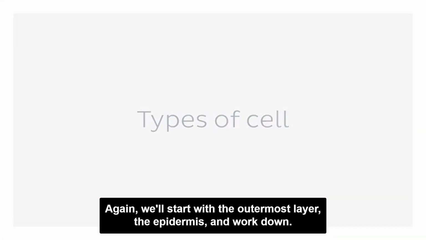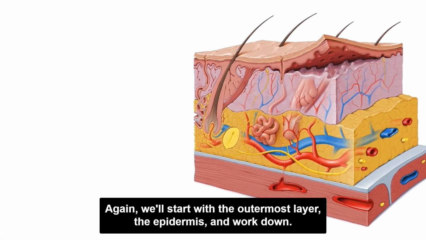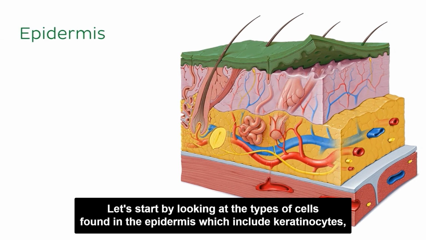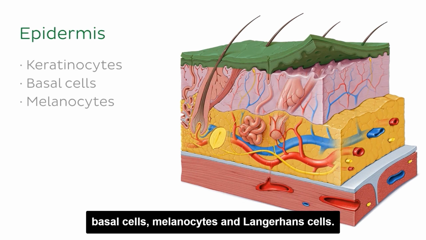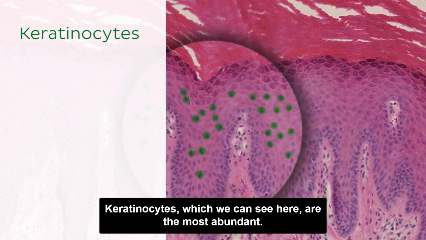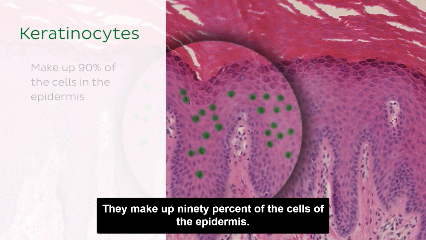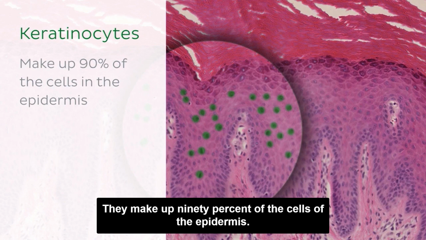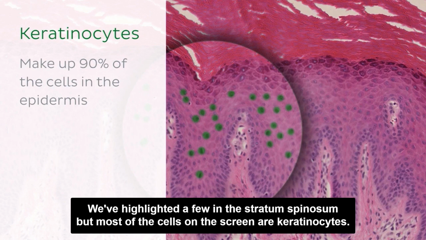Now let's have a look at the types of cells found in each layer. Again, we'll start with the outermost layer, the epidermis, and work down. Let's start by looking at the types of cells found in the epidermis, which include keratinocytes, basal cells, melanocytes, and Langerhans cells. Keratinocytes, which we can see here, are the most abundant. They make up 90% of the cells of the epidermis. We've highlighted a few in the stratum spinosum, but most of the cells on the screen are keratinocytes.